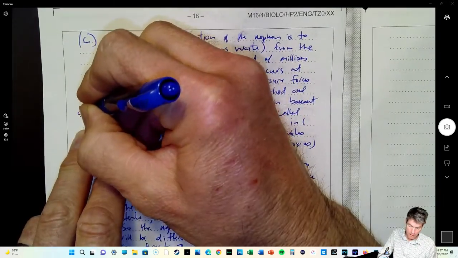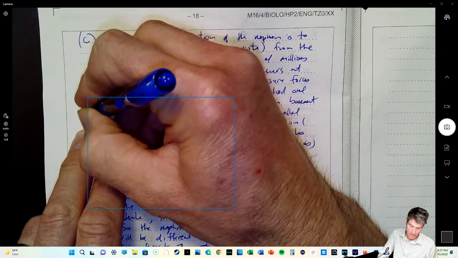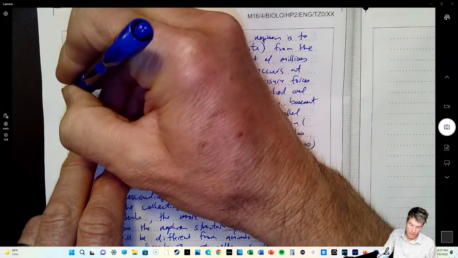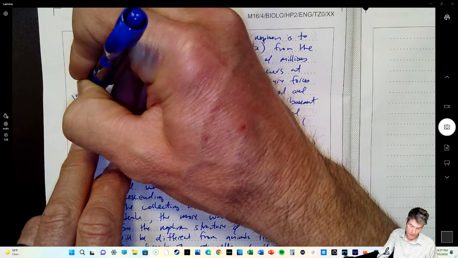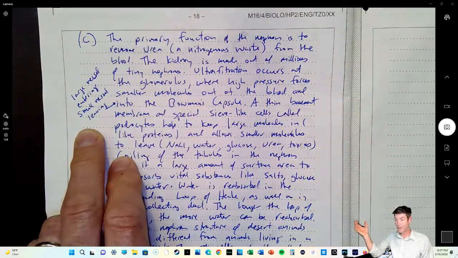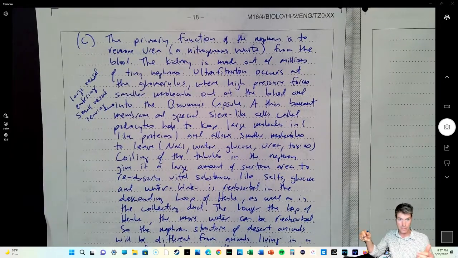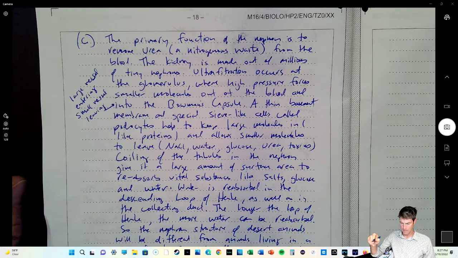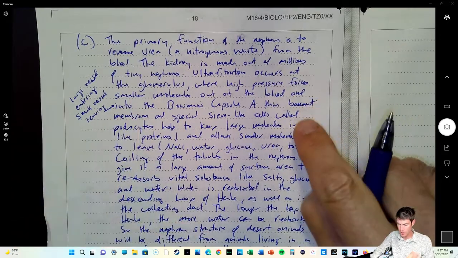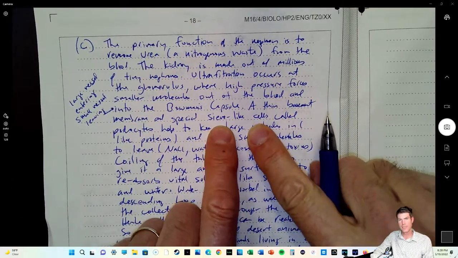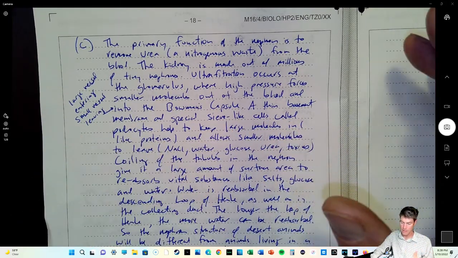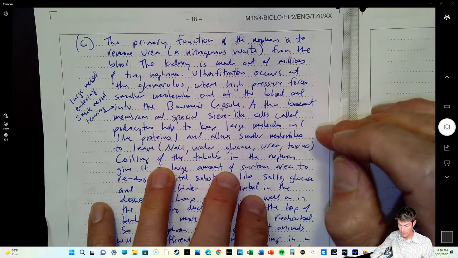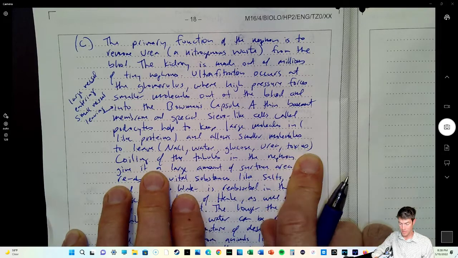So we'll say small vessel leaving. I did reverse. Large vessel entering. So you've got all this blood coming in, but not a lot of blood coming out, and that has the effect of raising pressure inside the glomerulus. And what's also good, the structure, you have a thin basement membrane and special sieve-like cells called podocytes that help keep large molecules in, like proteins, and allow smaller molecules to leave, like salt, water, glucose, urea, toxins.